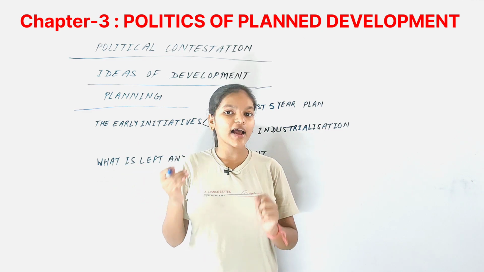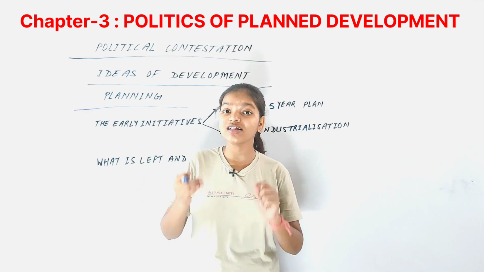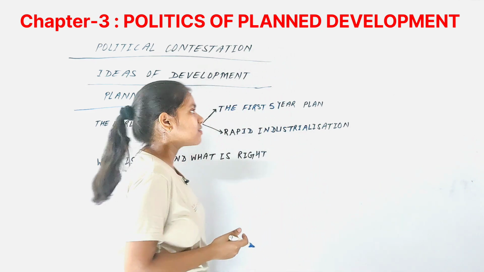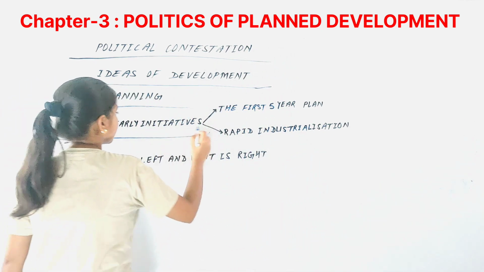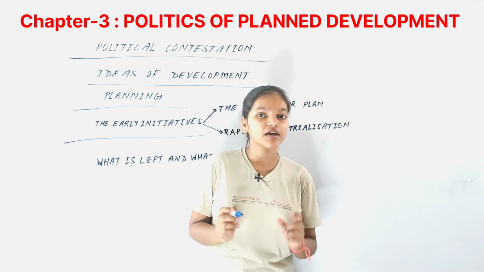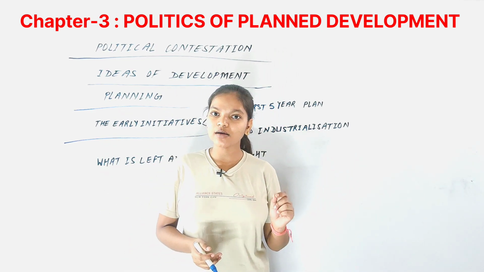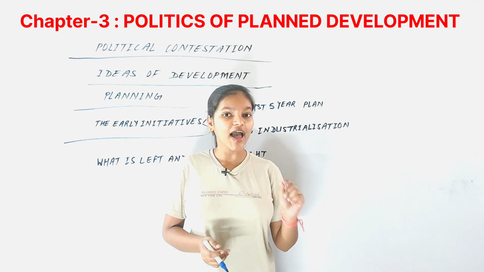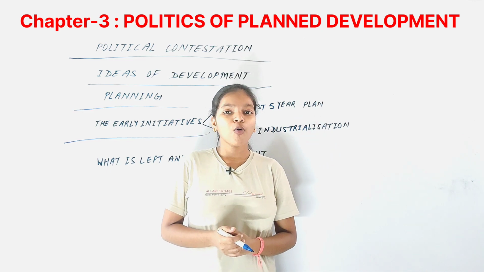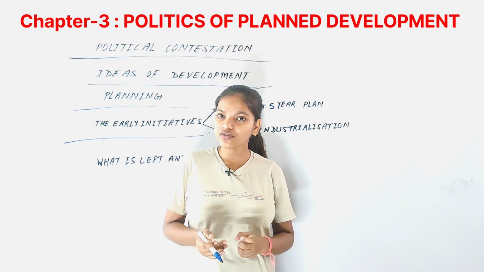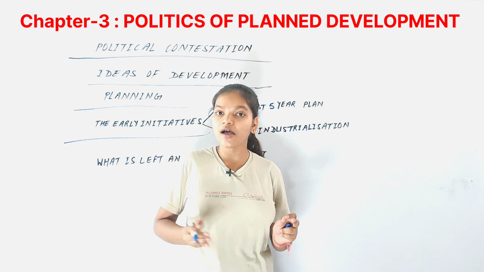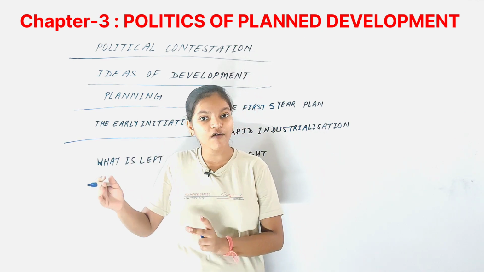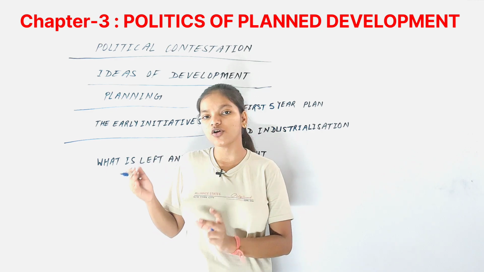Now, what had the Planning Commission done in the country? Let's see that with the next topic, which is the early initiatives. Now, when we talk about the early initiatives, of course, the Planning Commission of the country set up the 5-year plans in the country. What were the 5-year plans? As the name suggests, it was a kind of planning which was done for the next 5 years for the economic growth of the country.